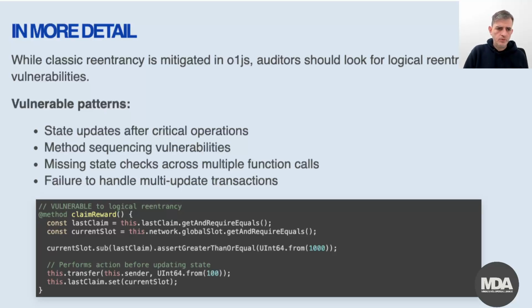So I've got an example of some vulnerable code here. We've got this claim reward. And what is vulnerable about this is that we're performing an action before we are updating state. So we're doing some checks to see if we're allowed to claim the reward. We're doing a transfer, but we are not updating the state until after the transfer.